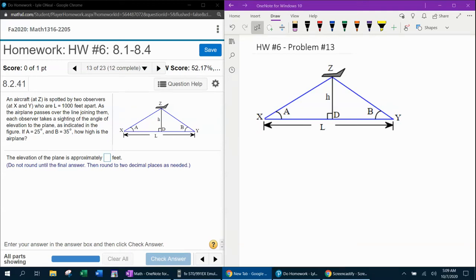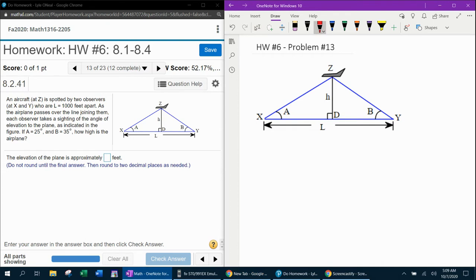All right, here we go. Question number 13 from our 13-16 homework number 6 in MyLab Math. And we have a word problem. An aircraft at Z is spotted by two observers, X and Y, who are L distance apart. And so that is the first piece of information given.